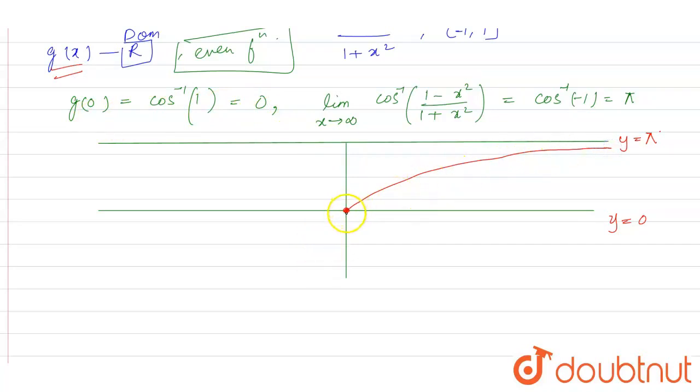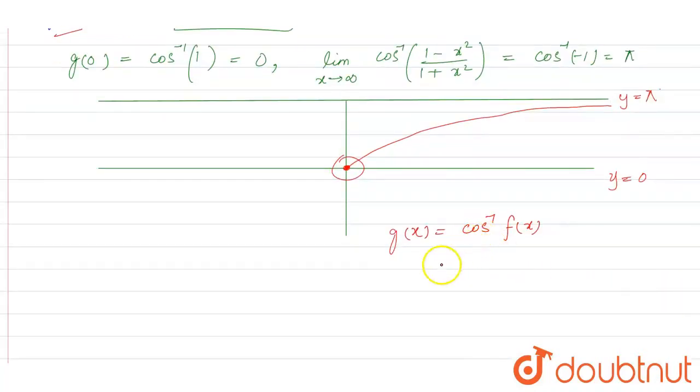Now we'll check what is the nature of the graph at the point 0, because this is basically a turning point. So we'll find out g dash x. G(x) is basically cos inverse f of x. So g dash x is equal to 1 by root of (1 minus f of x square), and differentiation of f(x), that is f dash x.